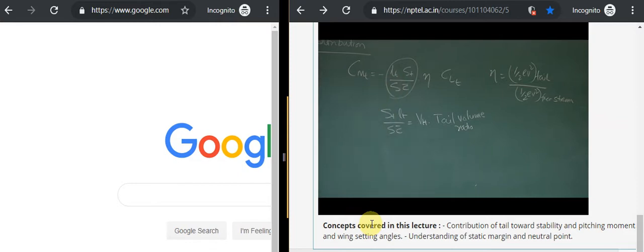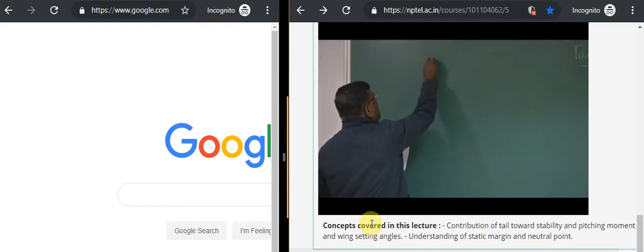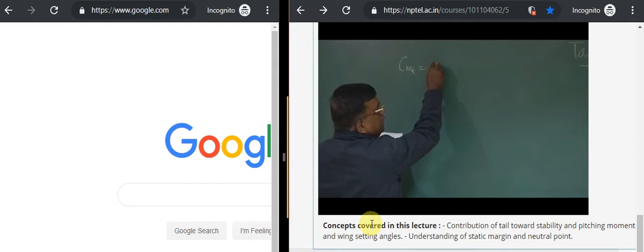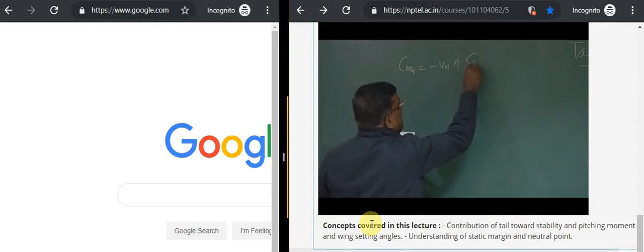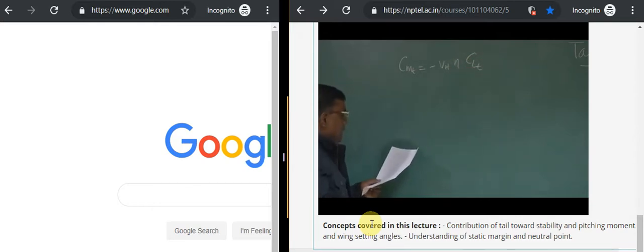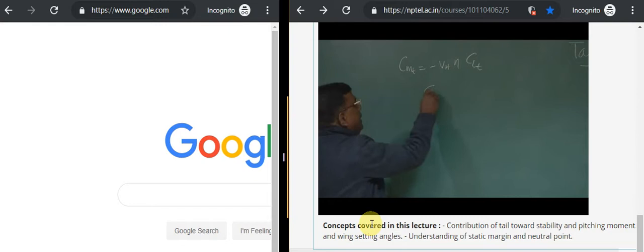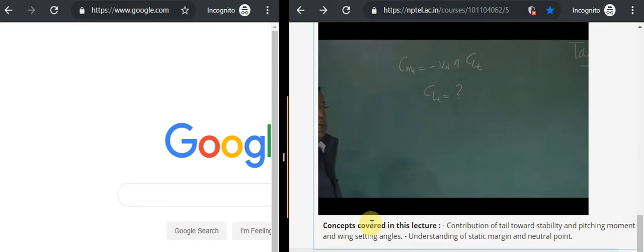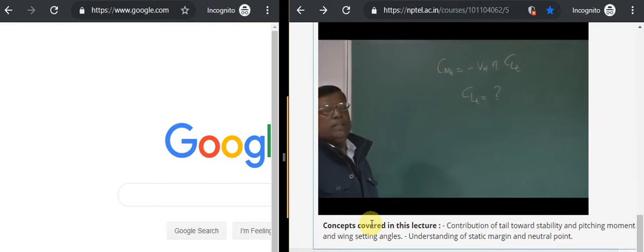So we are continuing with tail contribution. We have seen CM tail as minus VH neta into CLT. What is CLT? CLT will be equal to what? CLT, the lift coefficient at tail. What is the angle of attack at tail?